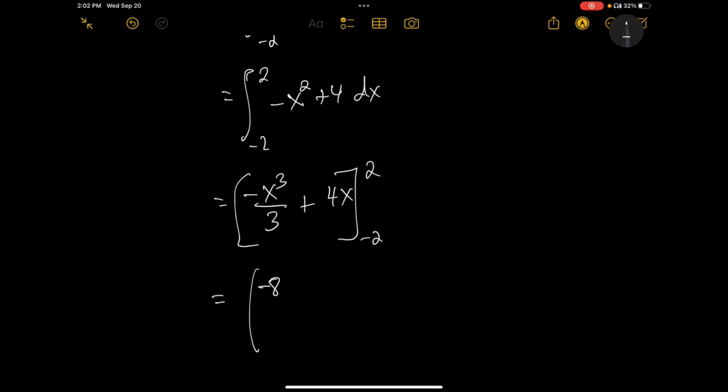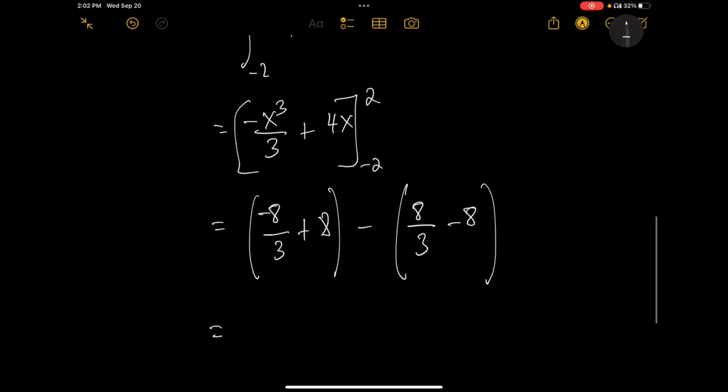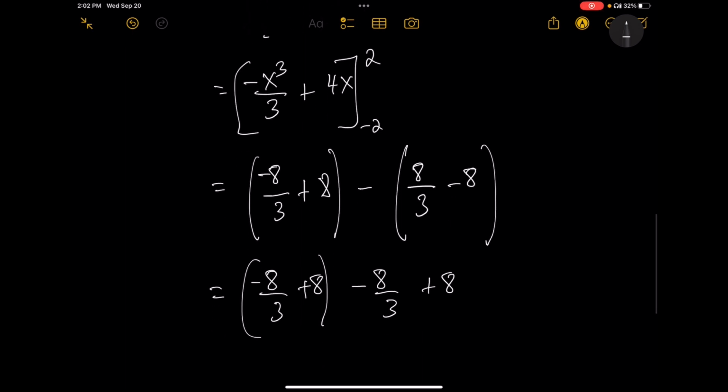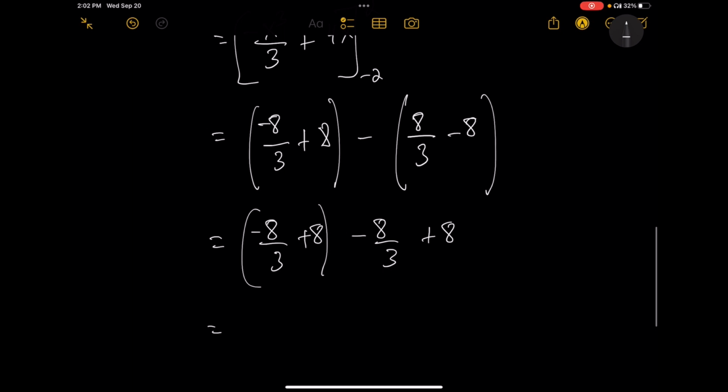Let's now plug in 2. Negative 2 to the power of 3 is negative 8 over 3, plus 4 times 2, that is 8, minus the value at negative 2: negative 2 to the power of 3 is negative 8, with the negative we get positive 8 over 3, and 4 times negative 2 is negative 8. So we get negative 8 over 3 plus 8 minus 8 over 3 plus 8. Negative 8 over 3 minus 8 over 3 gives minus 16 over 3, and 8 plus 8 gives 16 over 1.